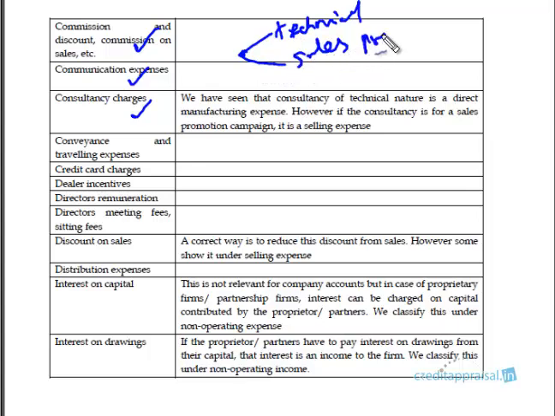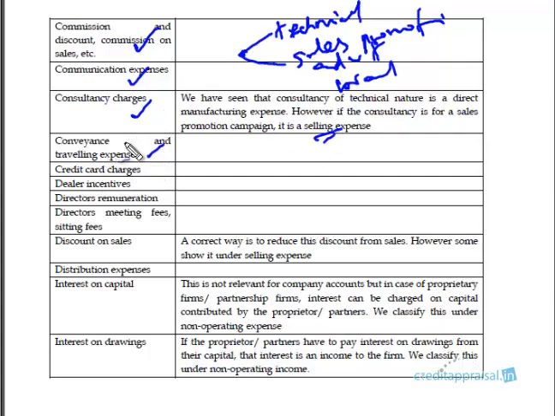This consultant is doing an advertising campaign or a brand building exercise, so that will be a general expense. So in the absence of information, please put it under the direct expense. But if you are given what sort of consultancy it is, then you can put it in a selling expense. Conveyance and traveling is a general expense.